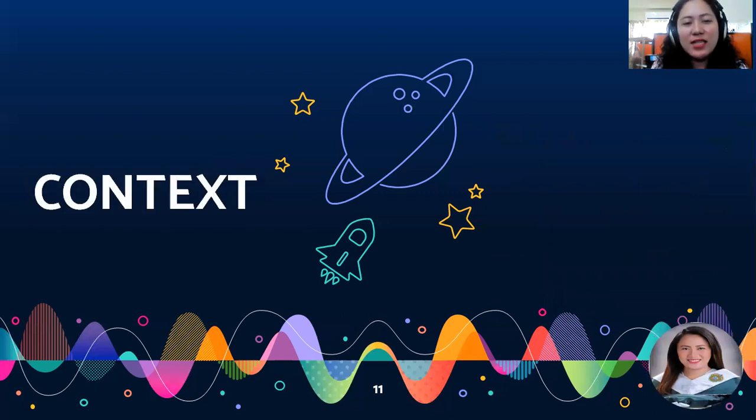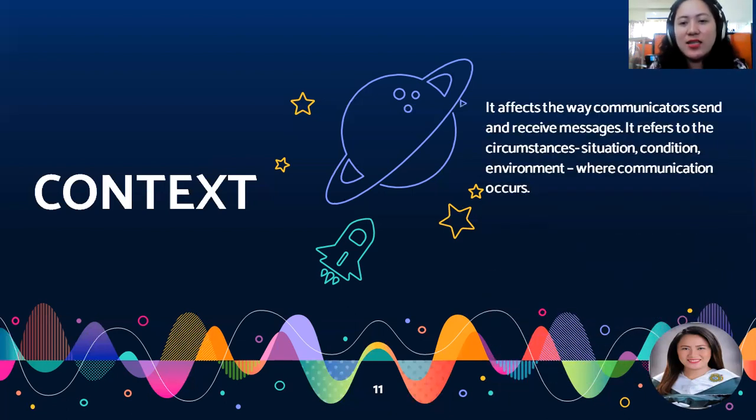Next is the context. If you remember in our illustration, this is trying to surround the entire communication process because the decoding of the meaning of the intended message depends on the context. So what is context? It affects the way communicators send and receive messages. It refers to the circumstances, the situation, the condition, the environment where communication occurs. That's why there are different types of contexts. You have the social context, the psychological context, the psychosocial context, the environmental or the physical context.